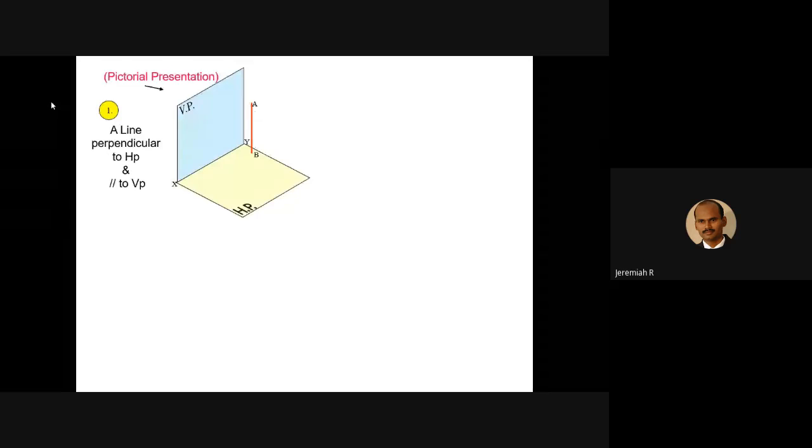Okay, line AB. From the observer, the front view, what will we get? You'll get A dash, B dash. Front view is A dash and B dash. So for the top view, the observer has to see from here.